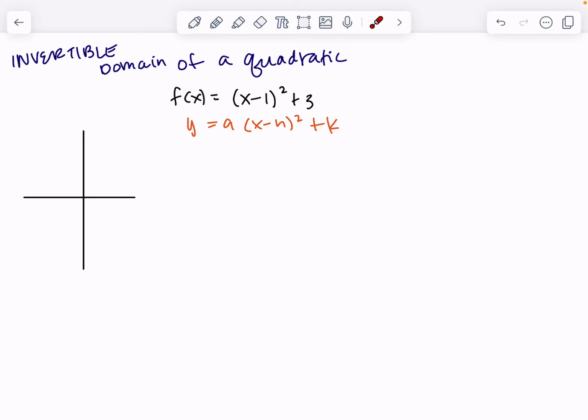About what we call the invertible domain of a quadratic. So when we're talking about an invertible domain, what we're talking about is if we were to take the inverse of some function, which means to reflect it across the line y equals x, would it still be a function or not?